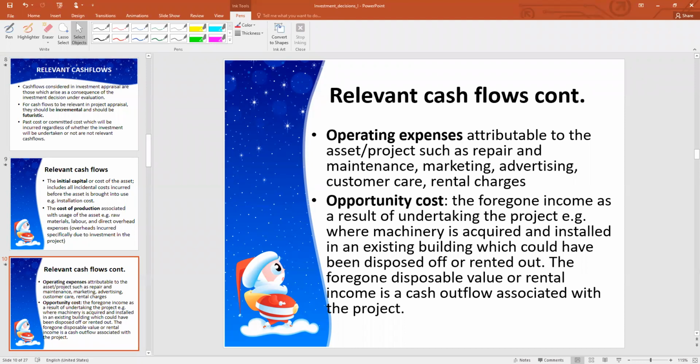So there may be a drop in the production in the old factory, because you have transferred the employees from the old factory to the new factory, for example. They become part and parcel of the cash outflow for this new investment, because you'll be earning less from the old investment because of this new investment. So we have to consider it as part of cash outflows for this new investment.